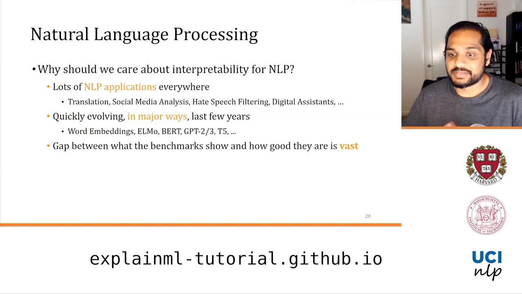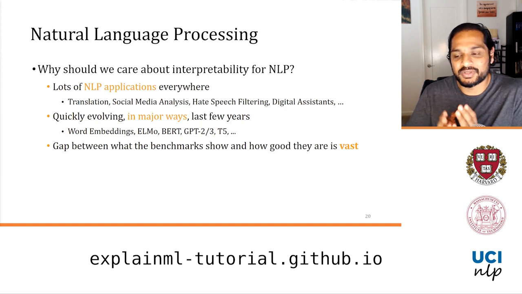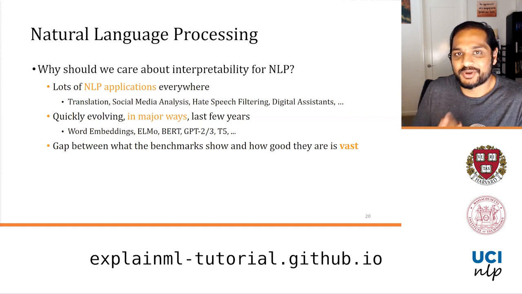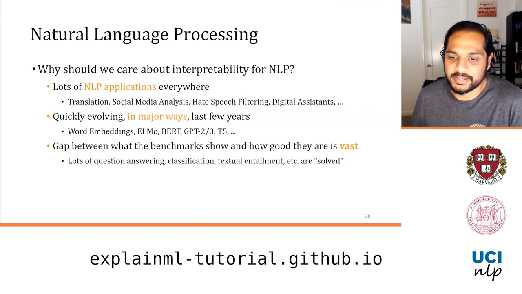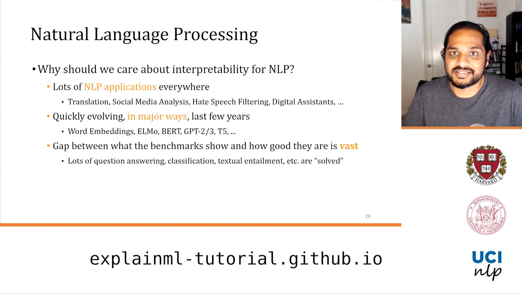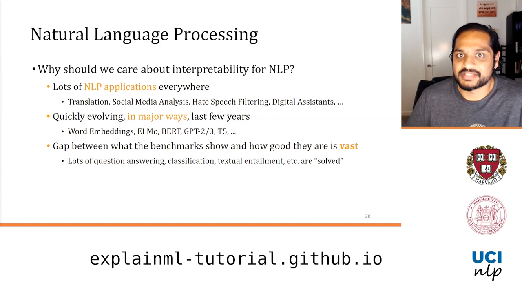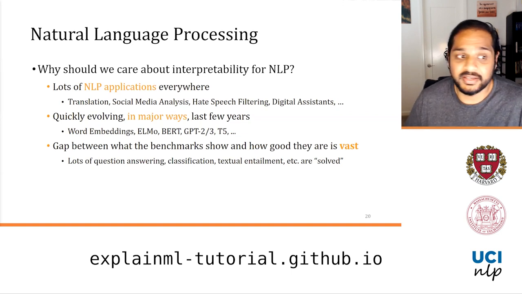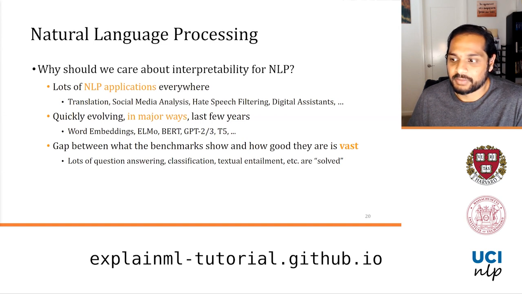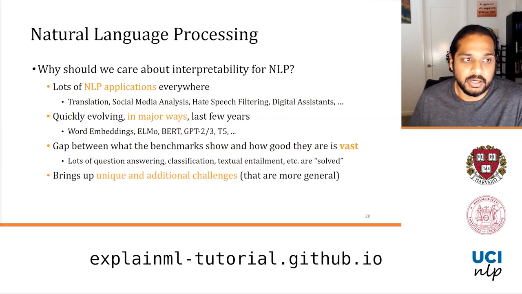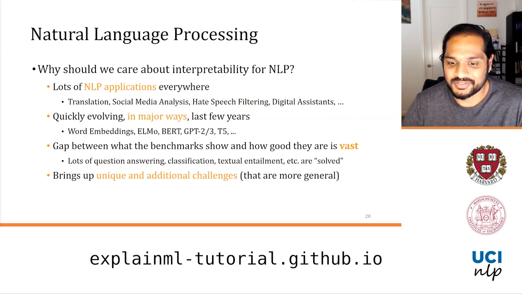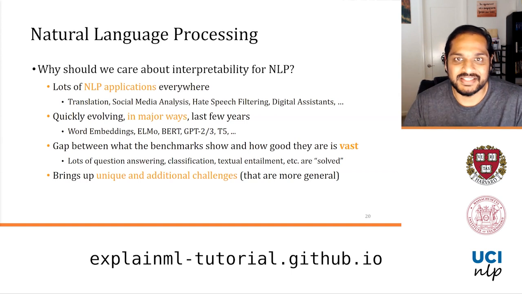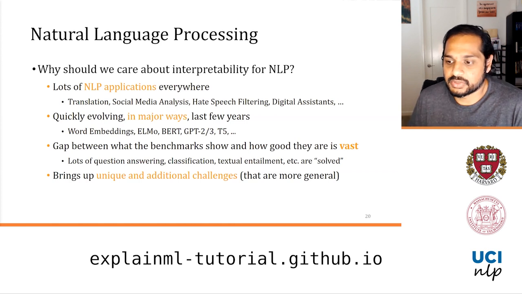Also, for me personally, why I really like working in NLP is that the gap between what the benchmarks show and how good these models actually are is quite vast. Essentially, lots of question answering tasks and benchmarks, a lot of classification benchmarks and textual entailment benchmarks make it seem as if these tasks are pretty much solved, because the accuracies are really, really high, often higher than humans. But clearly they are not. If you are a little bit more mathematically involved, it also brings up pretty unique and additional challenges that we'll talk about next. But I think for interpretability, it's a really nice playground to test out your ideas.